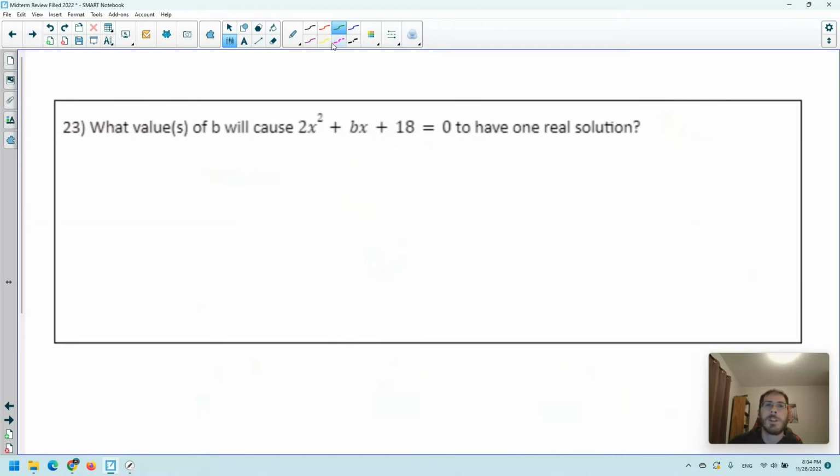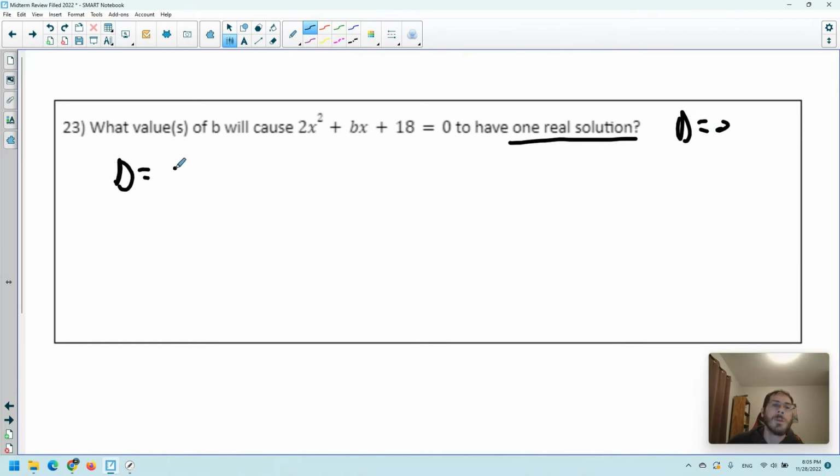23, we had a question like this on the Unit 2 test. We're still in the Unit 2 section. What values will cause this equation to have one real solution? We have to remember that one real solution is when, not b equals 0. That'd be too easy. The answer would just be 0. When D is equal to 0, when the discriminant is equal to 0. So we need to use the discriminant equation.